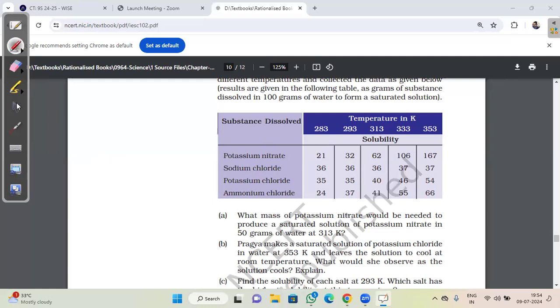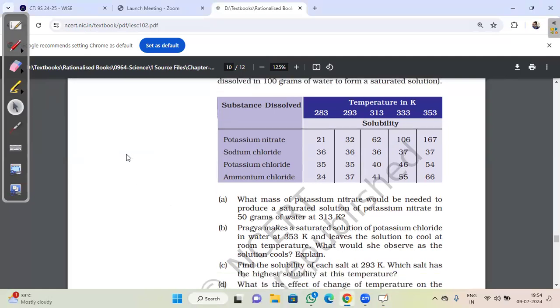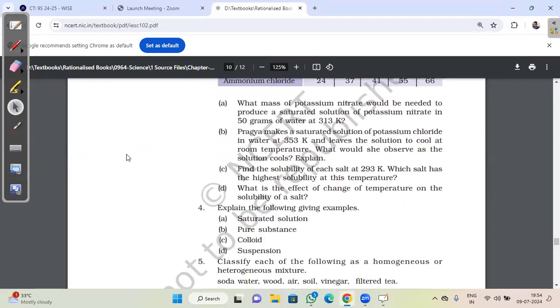Then the last one, I think we are on the last question. What is the effect of change of temperature on the solubility of salt? Sir, there is a negligible effect. There is very little effect on the solubility of salt depending on the temperature. 1 degree Celsius means only 1% increase.